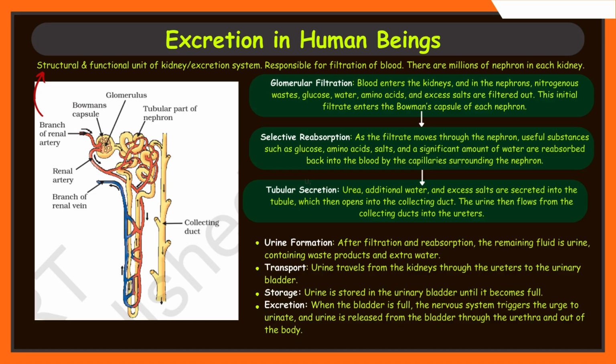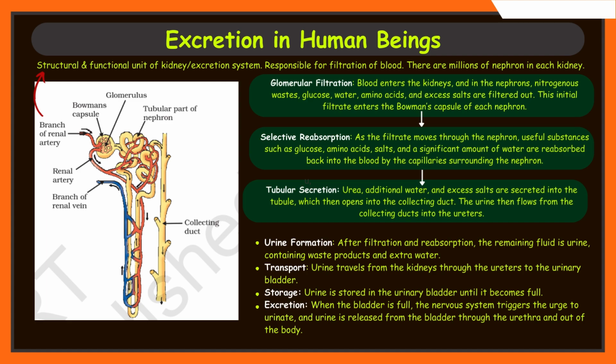Besides the urinary system, other organs contribute to excretion. Lungs remove carbon dioxide through exhalation, skin eliminates water and salts through sweat, and the liver processes toxic substances that are excreted through bile. This sophisticated excretory mechanism maintains the body's fluid balance, regulates blood pressure, controls electrolyte levels, and prevents accumulation of toxic substances.